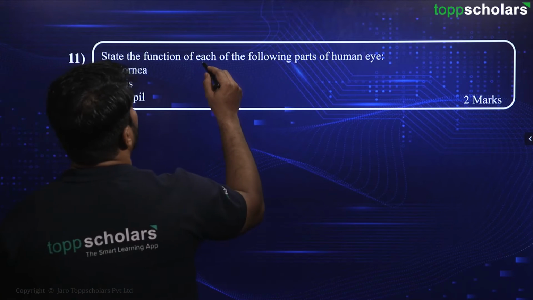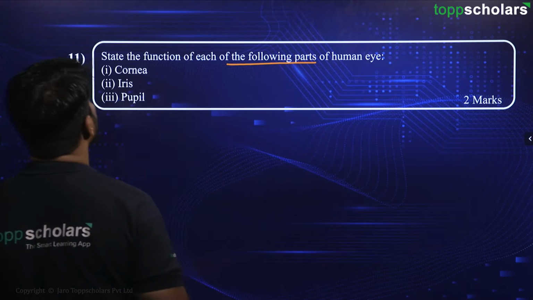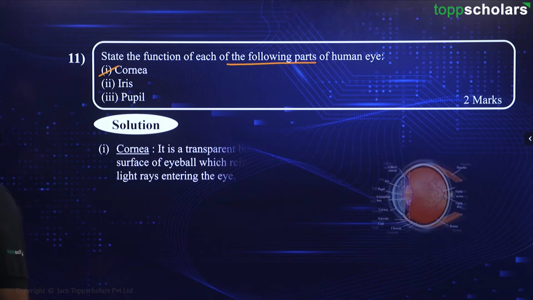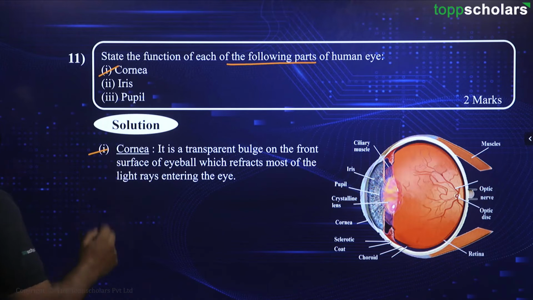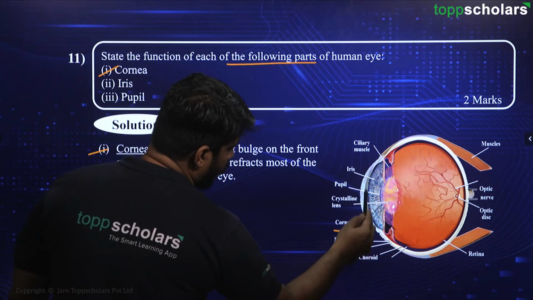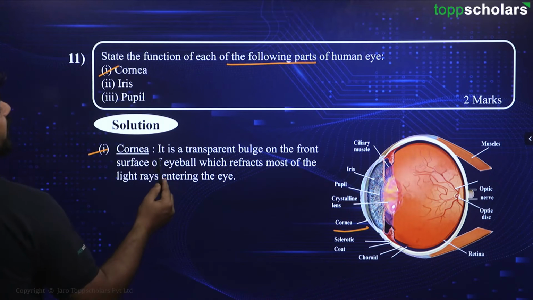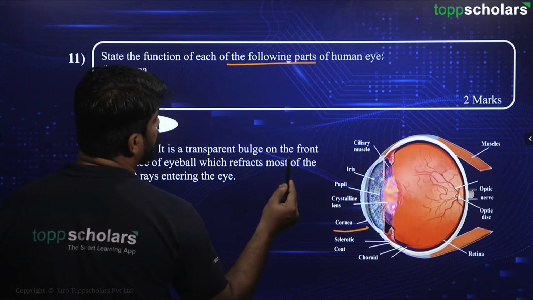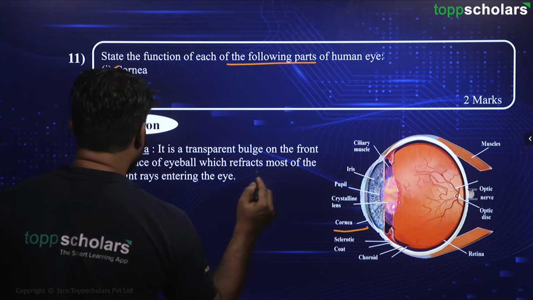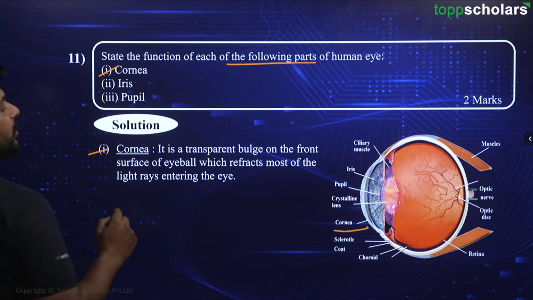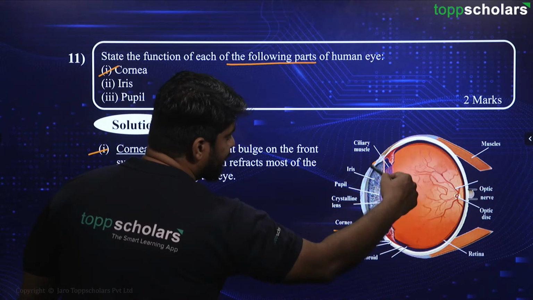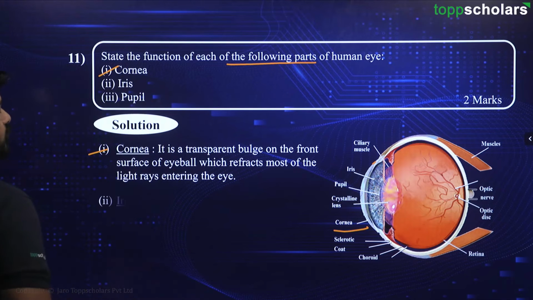State the function of each of the following parts of a human eye. First is cornea, then we have iris, and then pupil. Let's look at this. First of all, what is cornea? So here we can see in the diagram also there is a cornea over here. It is a transparent bulge on the front surface of the eyeball which refracts most of the light rays entering the eye. So most of the refraction happens here itself at the cornea.